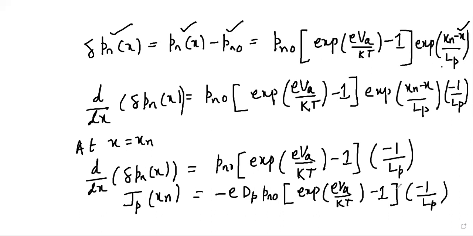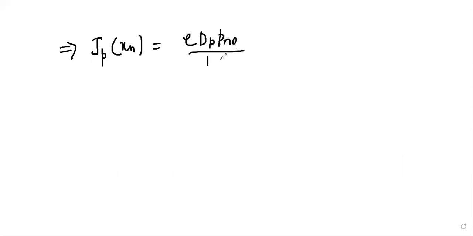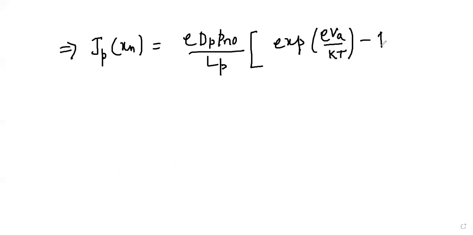Let us rewrite it in a better way. Jp at x equals xn can be written as e Dp Pn0 divided by Lp, the same terms, I just wrote it this way, times the bracket exponential of eVa by kT minus 1.